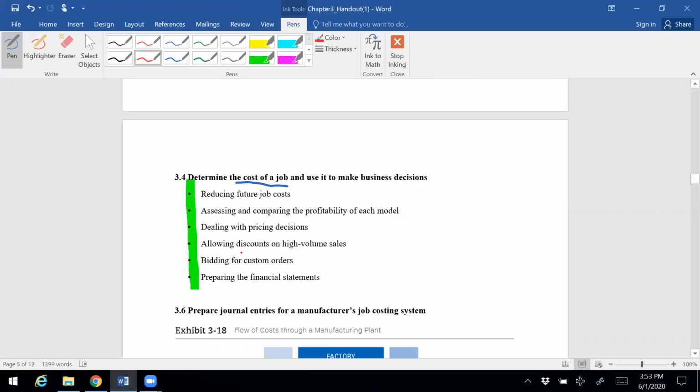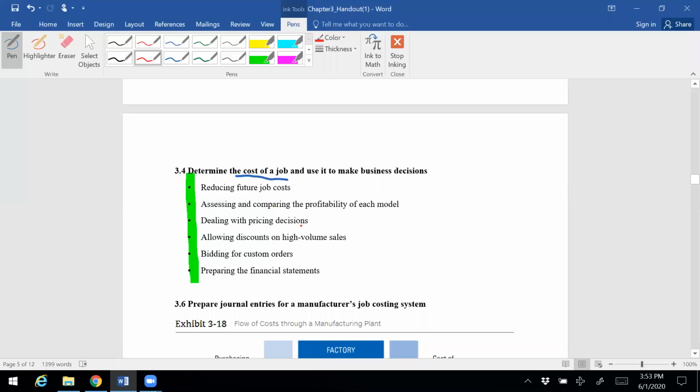It allows discounts because, let's say my job cost is $10,000. If currently the price is $11,000, I can give a discount of $1,000, but I cannot go too far under my cost. And for pricing decisions, I know what my selling price should be. I compare my profitability, and I also make sure how much my jobs in the future will cost, so I can reduce non-related costs related with this job. So those are the reasons we have to get the cost of a job.